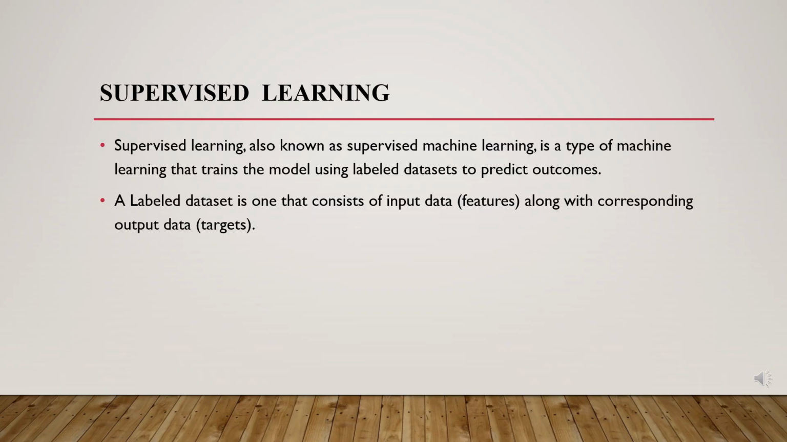Supervised learning is a type of machine learning where the algorithm is trained using labeled data. That means, for every input, we already know the correct output. The model learns from these input-output pairs and later uses that knowledge to predict results for new inputs.